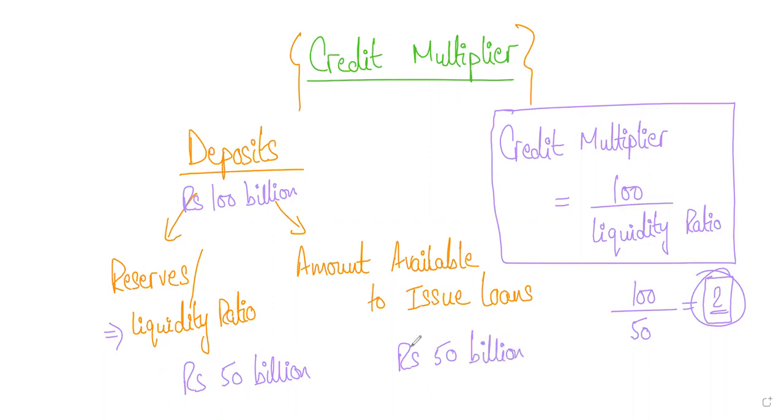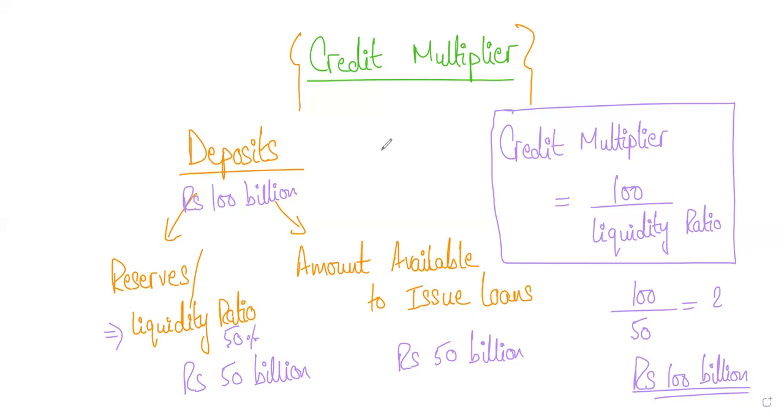I repeat. You can issue 2 times the amount that is available to issue loans, which makes it how much? 100 billion rupees. So long story short, against 100 billion rupees of deposits, the bank was able to make loans up to 100 billion rupees. Against 100 billion rupees of deposits, this bank, based on a 50% liquidity ratio, can issue loans up to 100 billion rupees, which is exactly the same amount that you have in deposits.